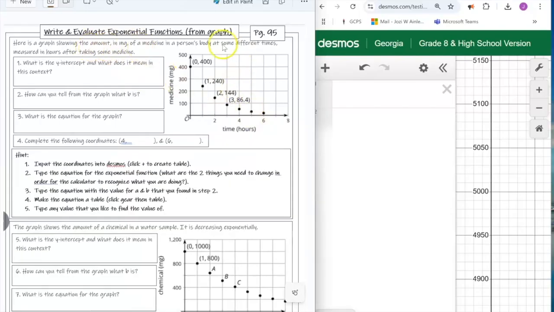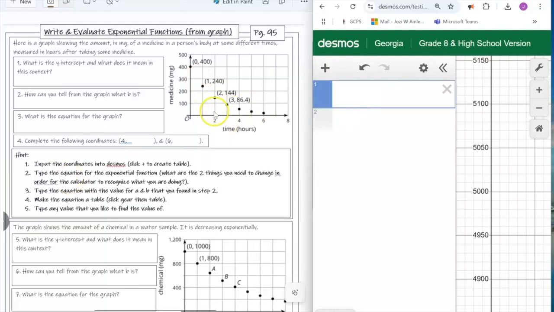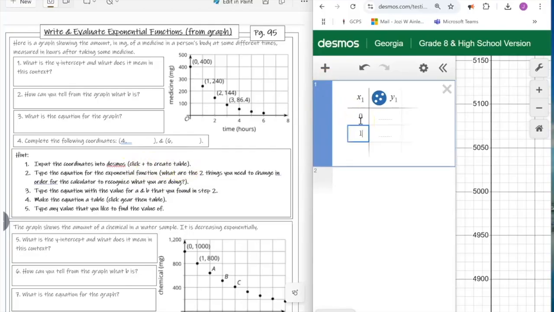All right, so here's a graph showing the amount. So they've labeled the coordinates for you, but normally you'd have to go get them. So how would I make a graph a table? All I would need to do is look at coordinates X and then Y, but they've already given them to you. So let's create a table. It says input the coordinates into Desmos, click plus to create table. So I click the plus. All right, I'm gonna go ahead and put in the table.